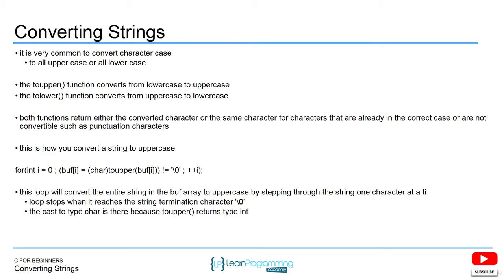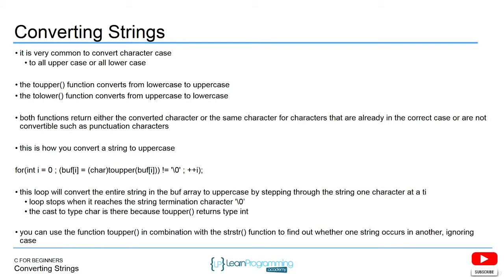So this is a for statement that just has one line. This converts the entire string in a buffer array to uppercase by stepping through the string one character at a time. The loop stops when it reaches the string termination character, the \0. The cast to the type char is there because toUpper returns a type int, which is the ASCII value, and it just converts it. And you would do the same thing if you wanted to convert it to lowercase. Very simple to use the case conversion functions.